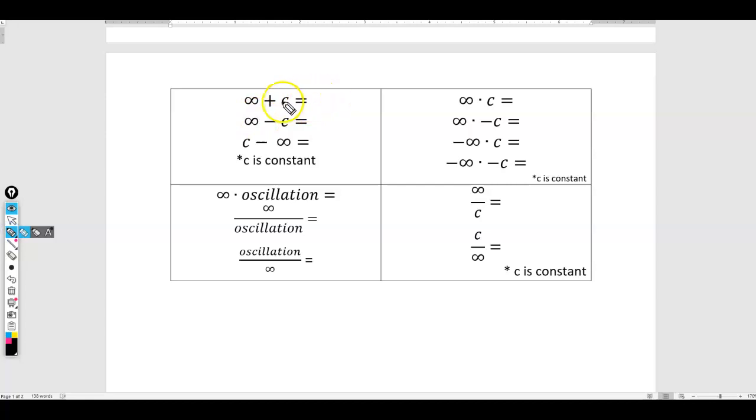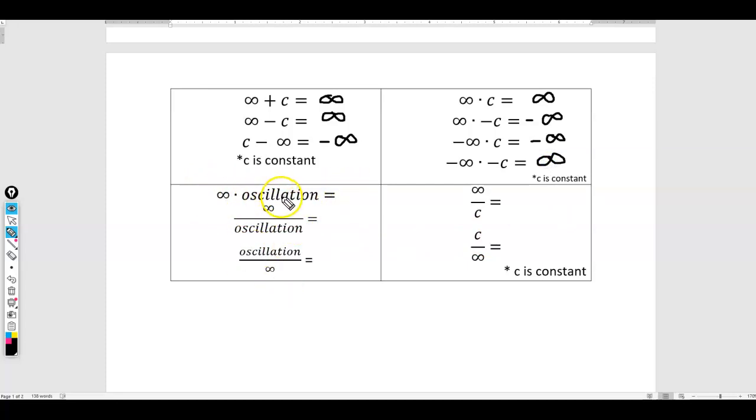Infinity plus a number is just going to be infinity. Infinity minus a number is still infinity. But if you have a number and you take infinity away from it, you end up with negative infinity. Infinity times a number is infinity. Infinity times a negative number is negative infinity. Negative infinity times a negative number, it's positive infinity. We talked about these ones already.